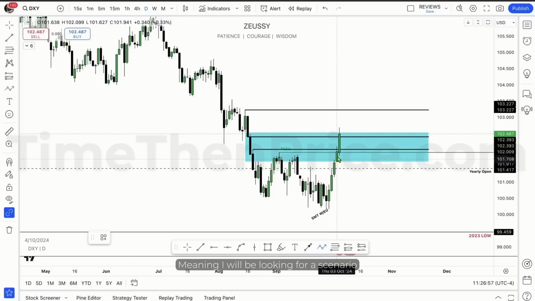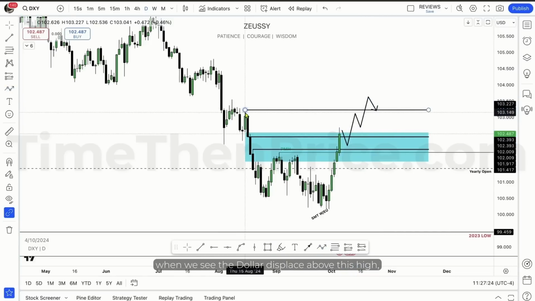Meaning I will be looking for a scenario like this to unfold, where we open up, retrace, maybe into the previous month's high, but that's not even required. Retrace into this old CB's price range, utilize that as support on price, and if we then begin to do this movement right here, where we expand towards the upside, find support inside of the previous week's high, then displace towards the upside again.